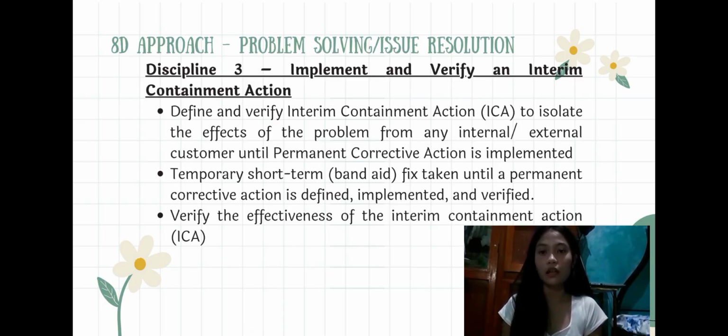Communicate the containment plan to all involved teams. Ensure proper documentation of what actions are taken, where and by whom. Train operators or inspectors if new steps are introduced. Verify the effectiveness of the interim containment action. Confirm that the interim actions fully prevent the problem from escaping downstream.